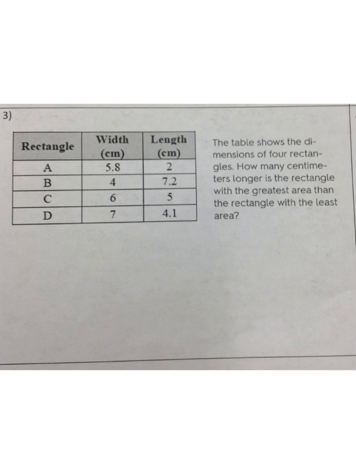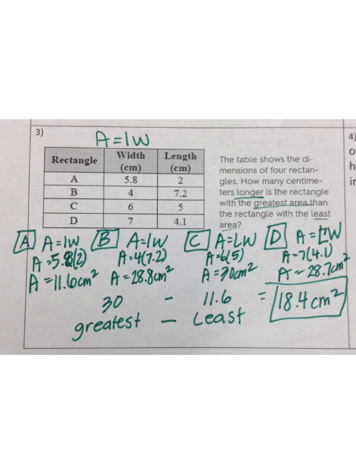Number 3, the table shows the dimensions of 4 rectangles. How many centimeters longer is the rectangle with the greatest area than the rectangle with the least area? Okay, so what I did is first to find the one with the greatest and with the least, because I got to find the difference, I found the area of each rectangle, A, B, C, D. So after I did that, the greatest was C, which is 30 centimeters squared. And I subtracted the least, which is 11.6, and I came up with 18.4 centimeters squared.